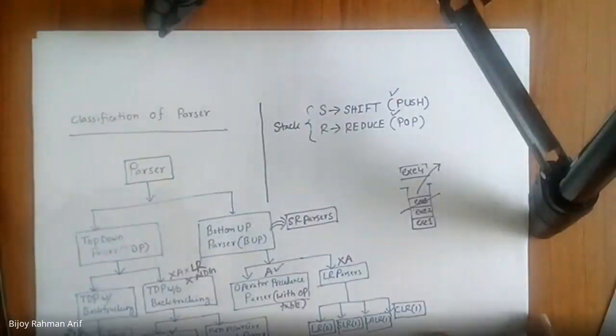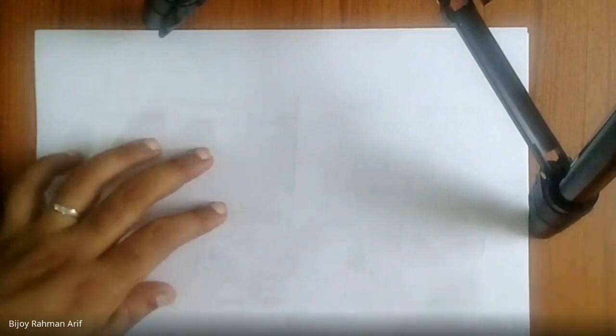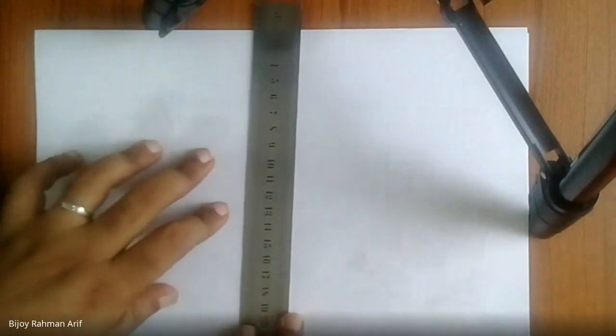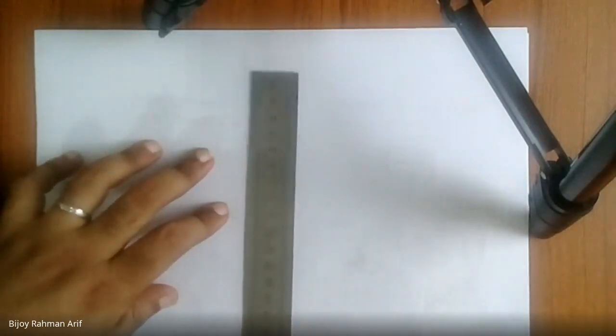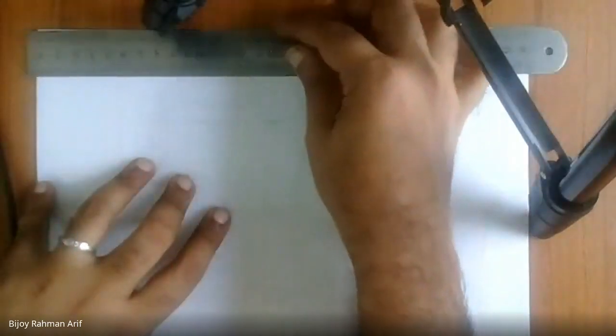Okay, so let's move to the next topic. Our next topic is how top-down parsers and bottom-up parsers are working. So let's try to give you a grammar. Let's assume I have this grammar.